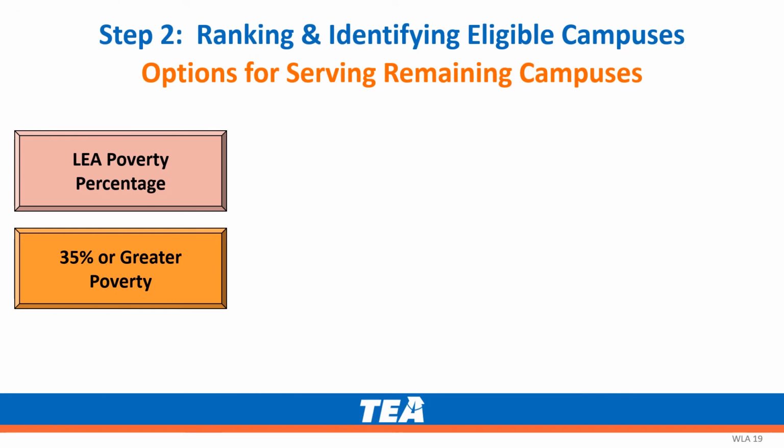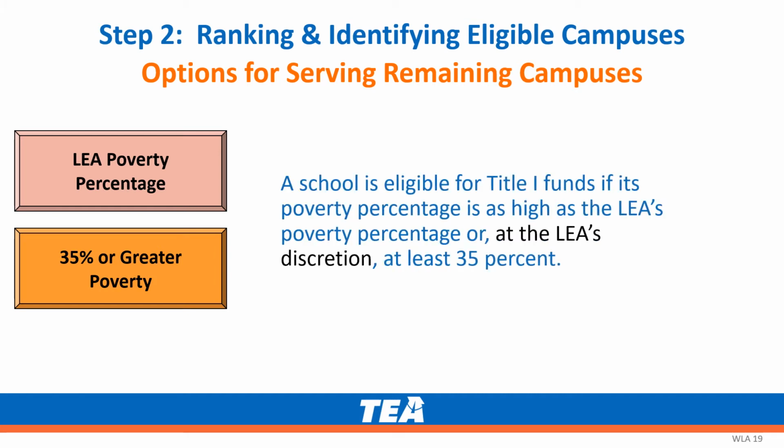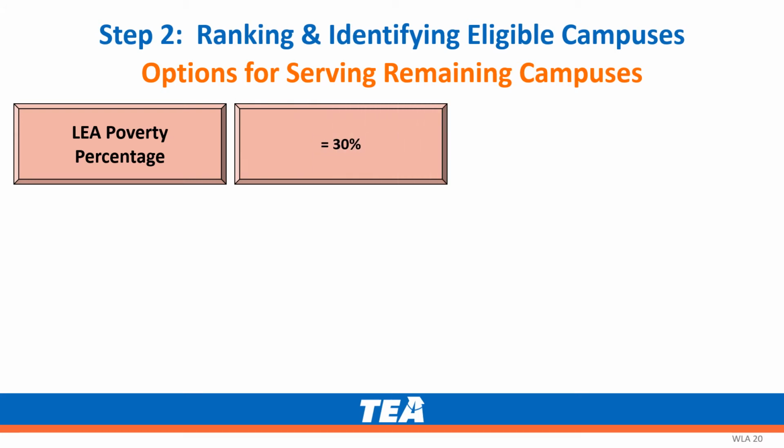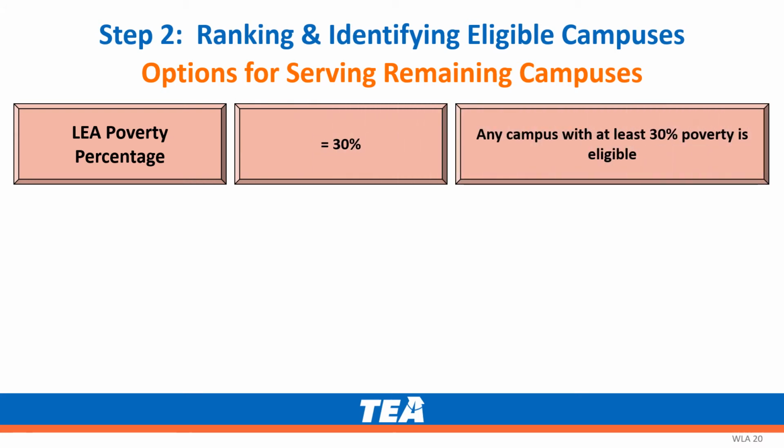The first 2 options we will take a look at are the LEA poverty percentage and 35% or greater poverty options. A school is eligible for Title I funds if its poverty percentage is as high as the LEA's poverty percentage, or at the LEA's discretion, at least 35%. For example, if an LEA's poverty percentage is 30%, any school in the LEA that has a poverty percentage of at least 30% is eligible.